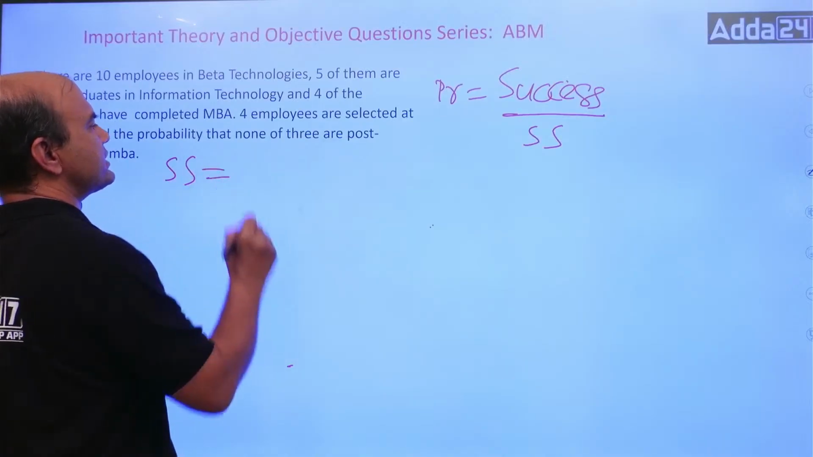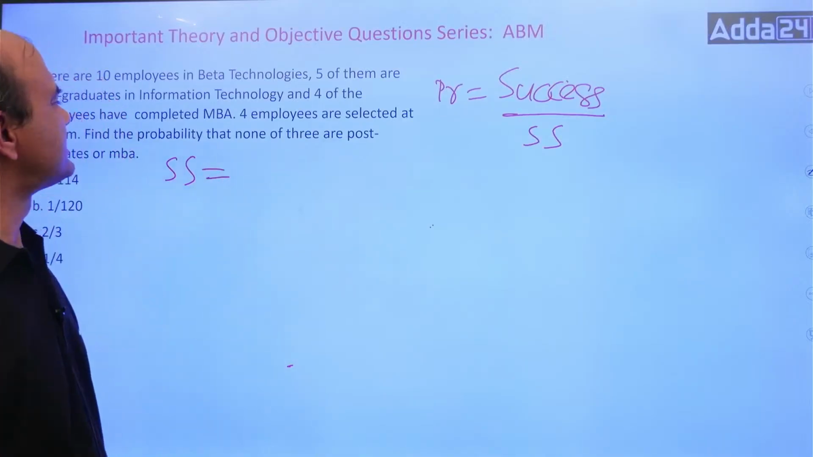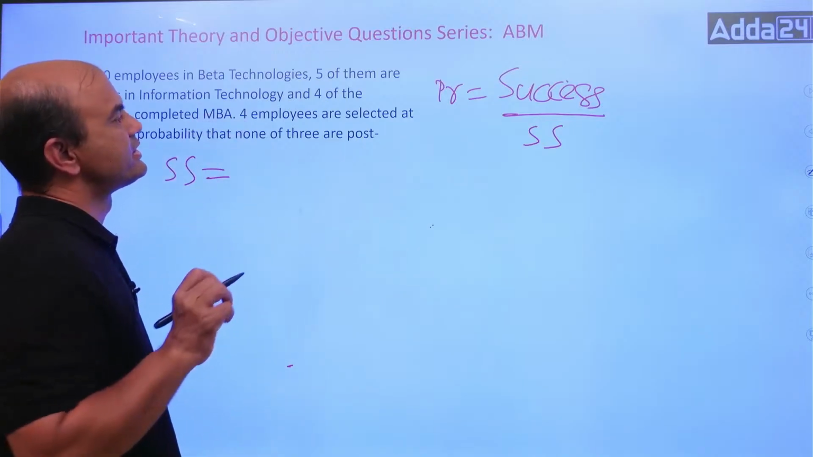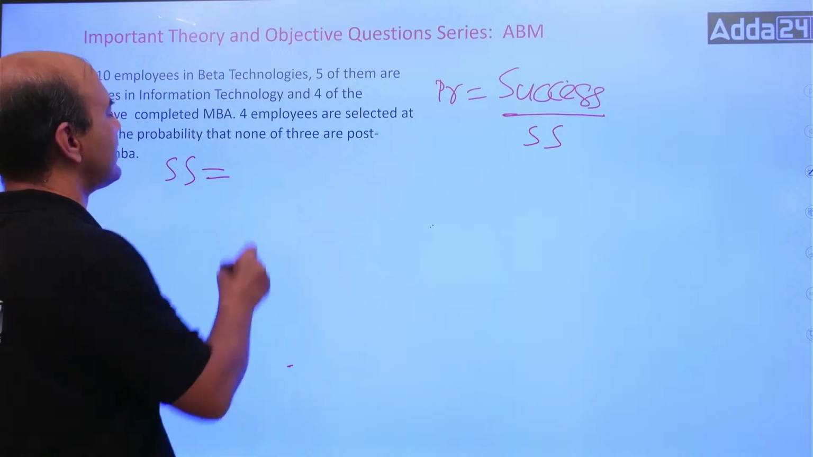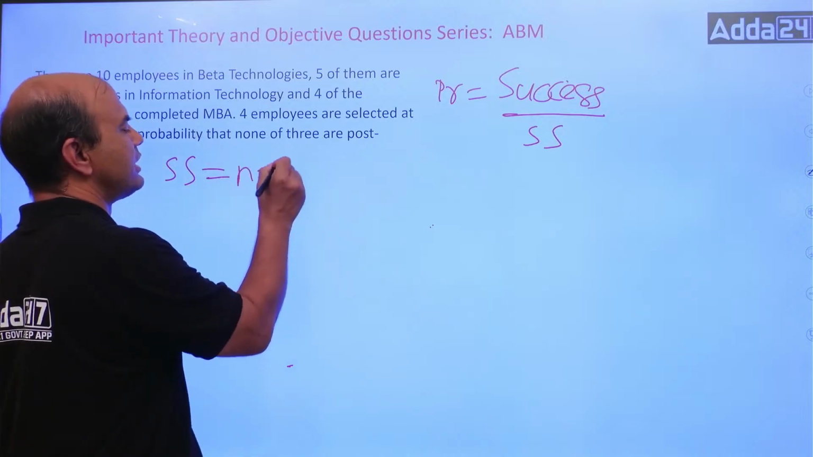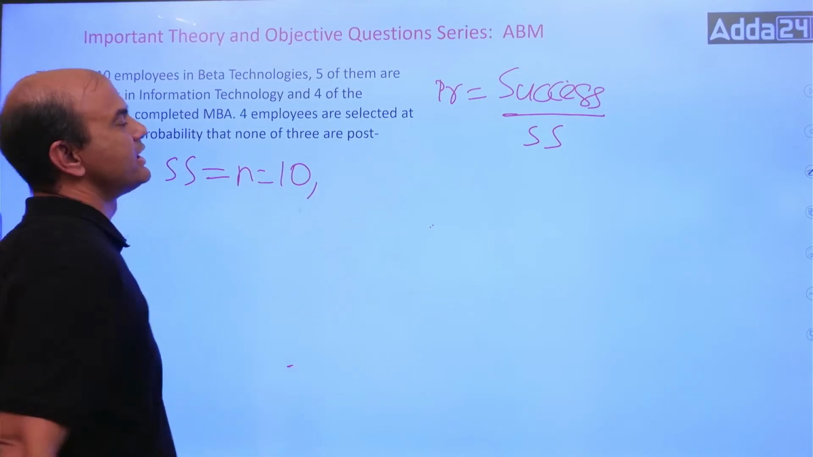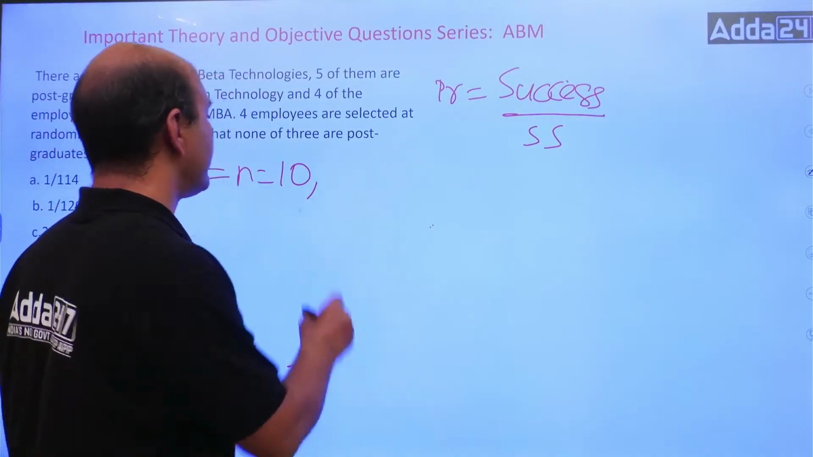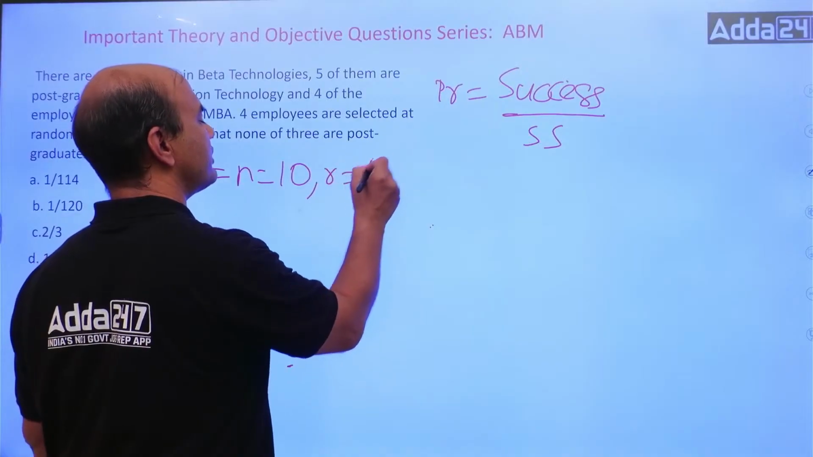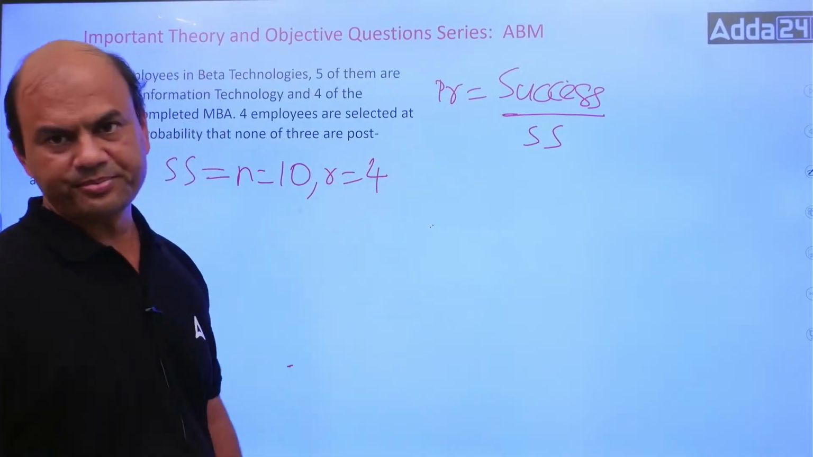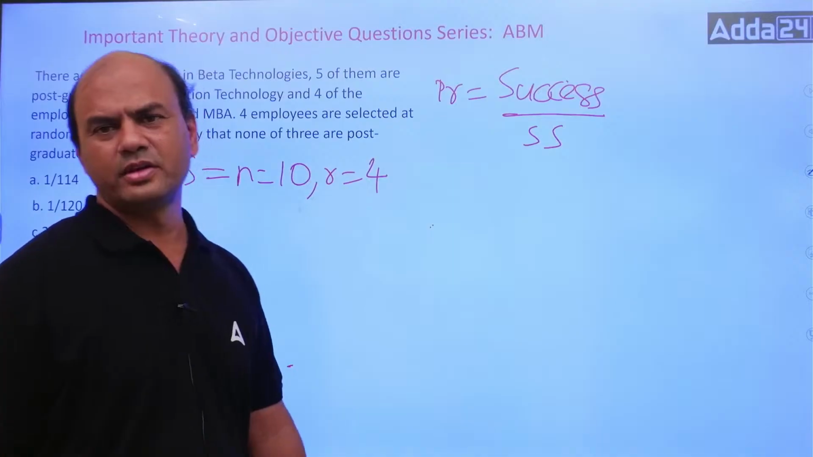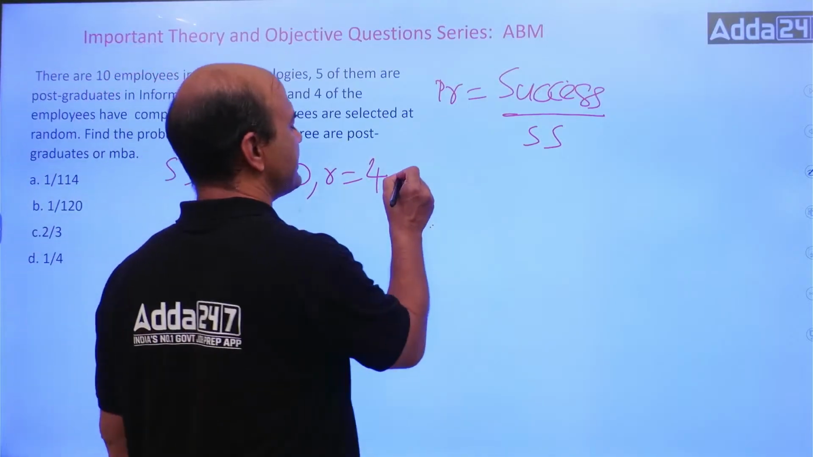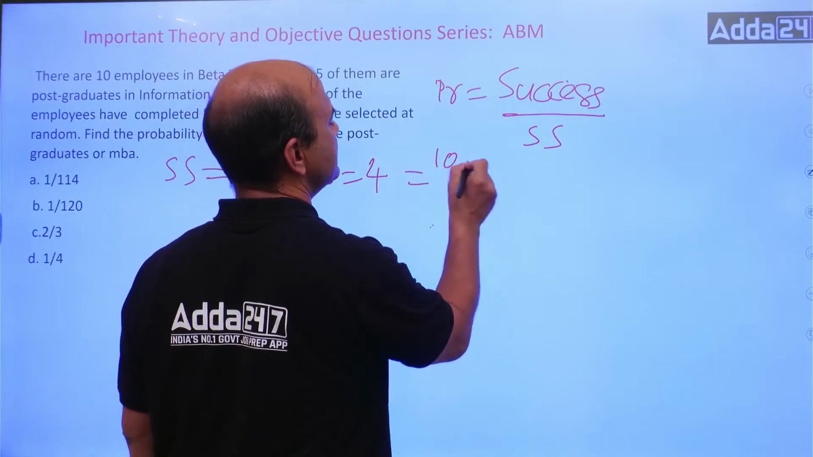Sample space equals to, how many are selected? 4 employees. What is N? Total. Sample space means total. How many total employees are there? 10. So N equals 10. How many are selected? 4 employees are selected. So R equals 4. Right? So find out now 10C4. So sample space equals 10C4.